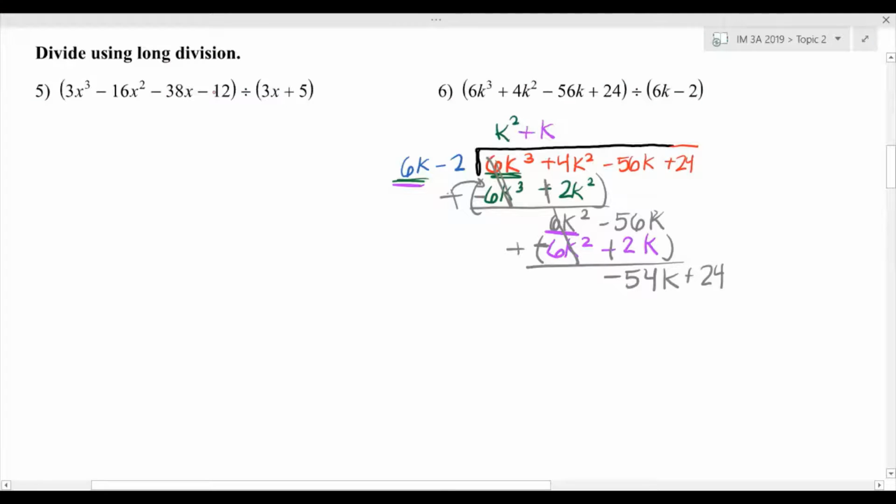Okay, so in what looks like our last iteration of this, because I have 2 terms here and I have 2 terms here, I know that I should be done, because once this is a lower degree than my divisor, then I know that value is my remainder. So I'm looking at 6k and negative 54k. And so I know that 6 times 9 is going to give us 54, so that means we need negative 9. And so if I multiply negative 9 times 6k, I get negative 54k. And then negative 9 times negative 2 is going to give us plus 18.